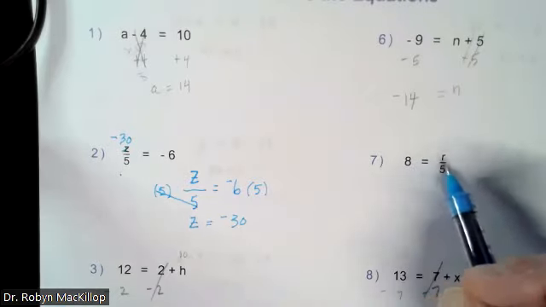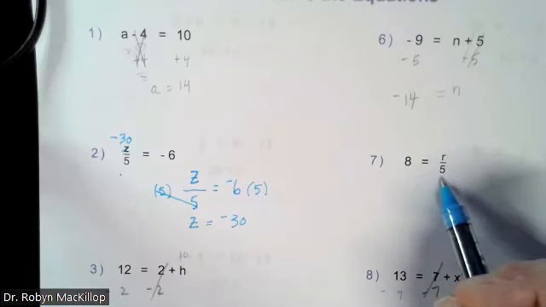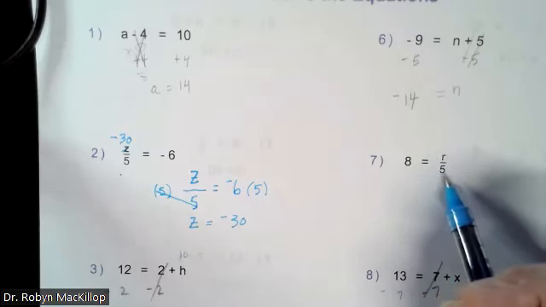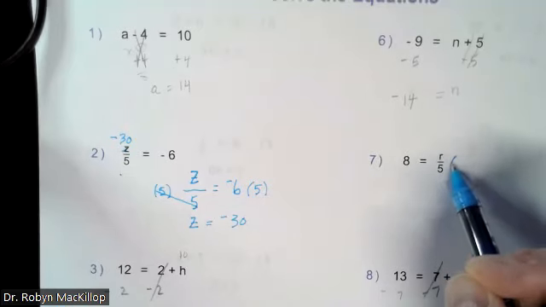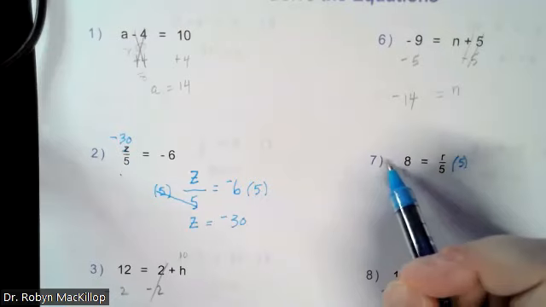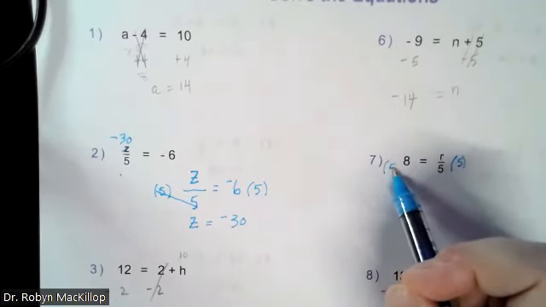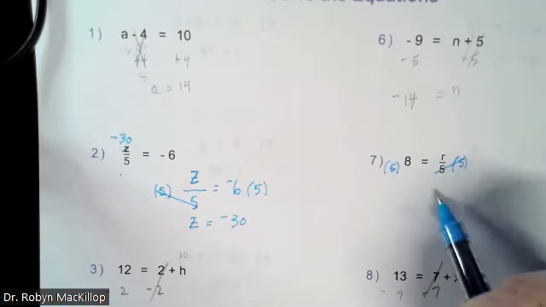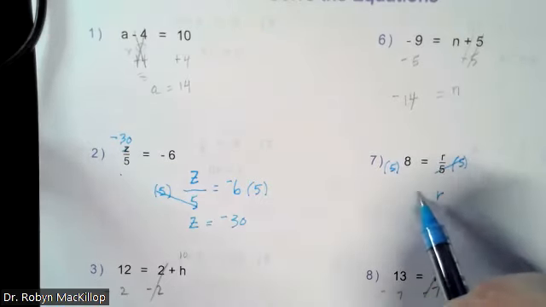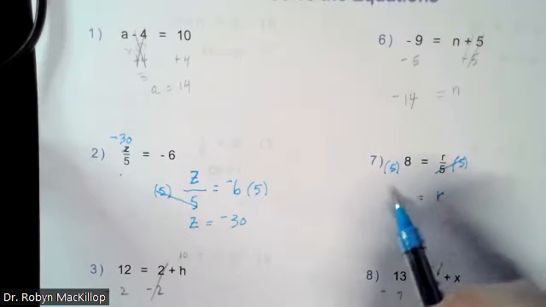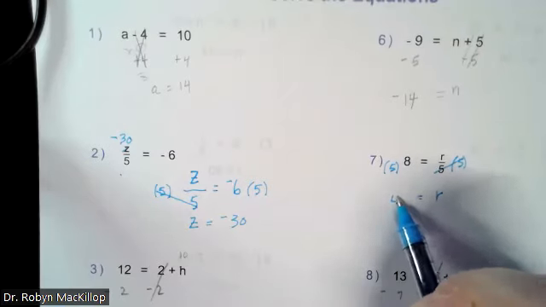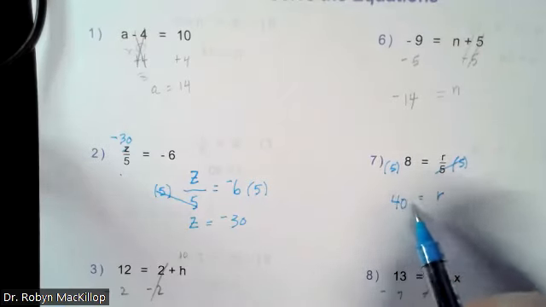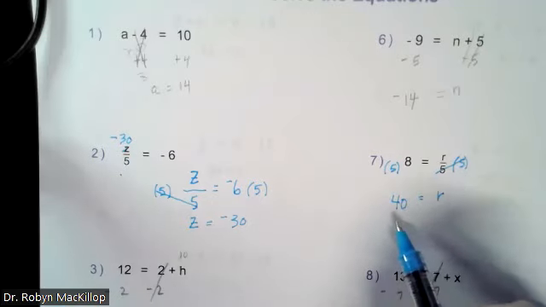So we've got 8 equals R divided by 5. We're going to use multiplication to get rid of that 5, which means we're going to multiply this side by 5 and this side by 5. That cancels and leaves us R. And then 5 times 8 is 40. 40 equals R, or R equals 40.